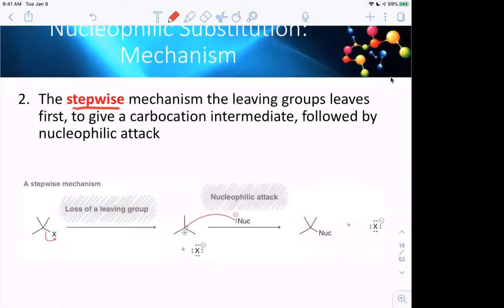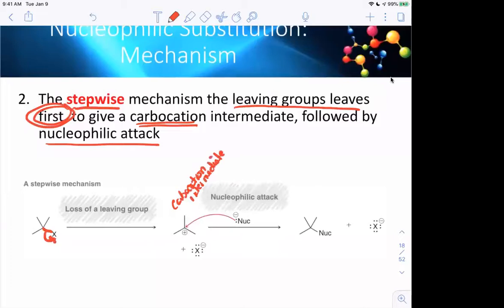The stepwise mechanism has the leaving group leaves first. I get an intermediary carbocation, and then I have nucleophilic attack. So this bond is broken first. The leaving group leaves, which gives me this carbocation, right? This is a carbocation intermediate because I only have those three groups attached to that carbon and I have a positive charge. Then the nucleophile comes in a separate step and makes the new covalent bond.